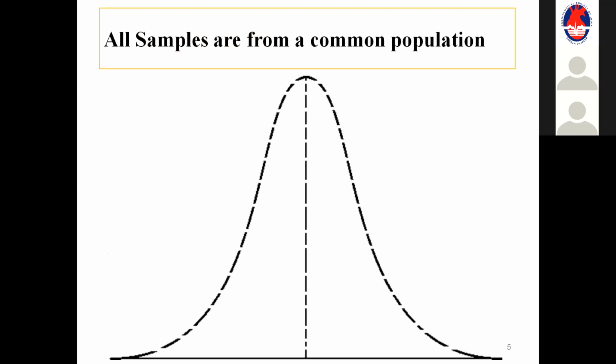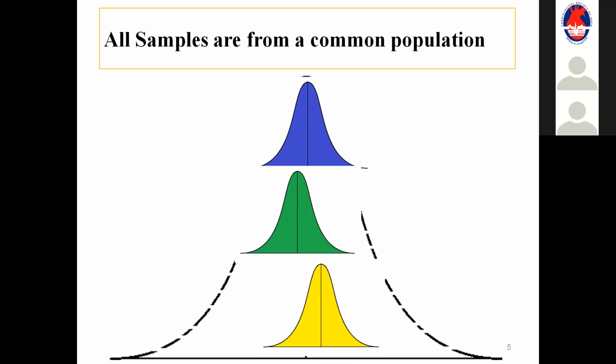Suppose, just assume that all the samples are from a common population. So we will have small differences in each sample because all of them are taken from a common population. In other words, the assumption is all the sample means are actually coming from a population mean, which is represented by mu.